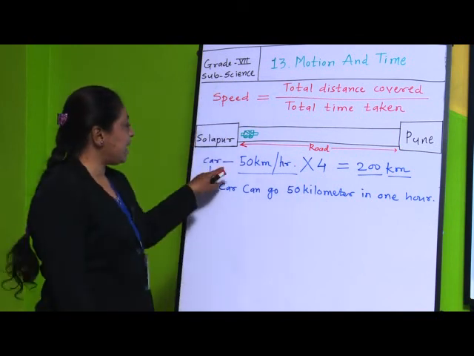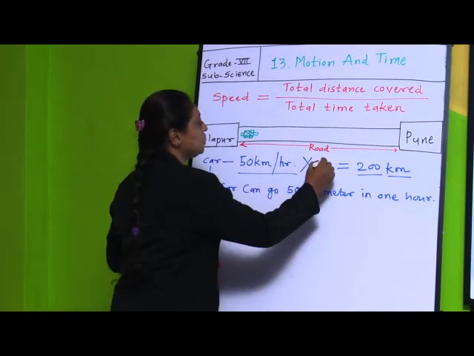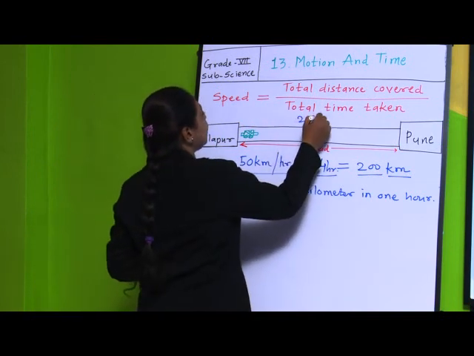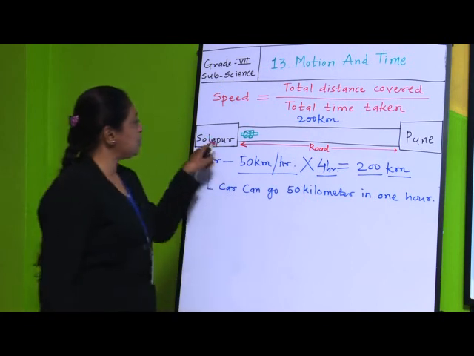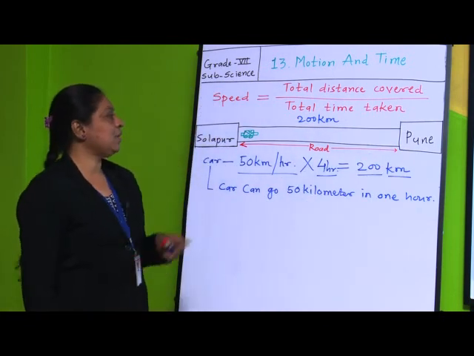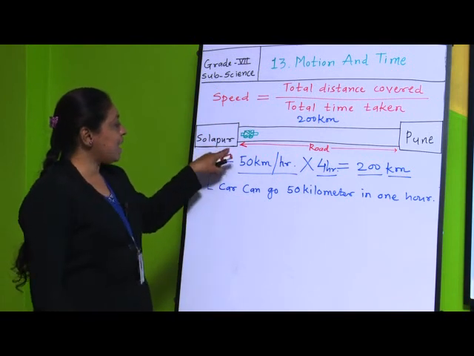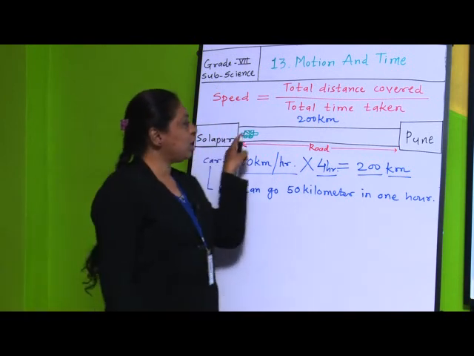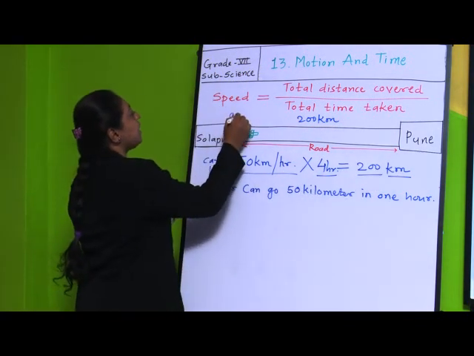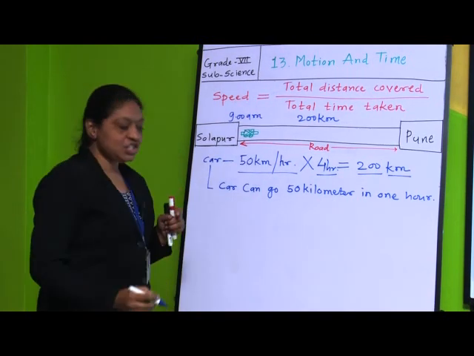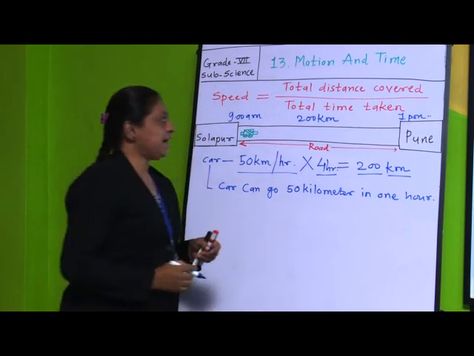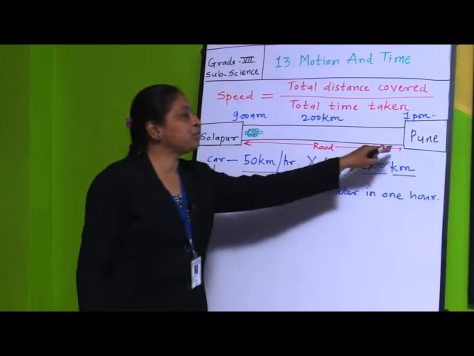So this car can go 200 kilometers in 4 hours. Suppose the distance from Solapur to Pune is 200 kilometers. Then this car can reach from Solapur to Pune in 4 hours. So if you start at 9 am, it will reach Pune at 1 pm.